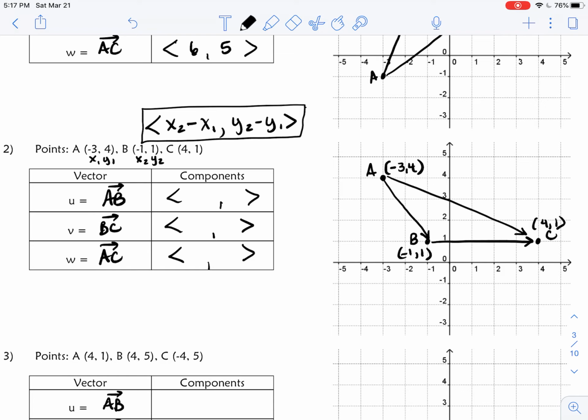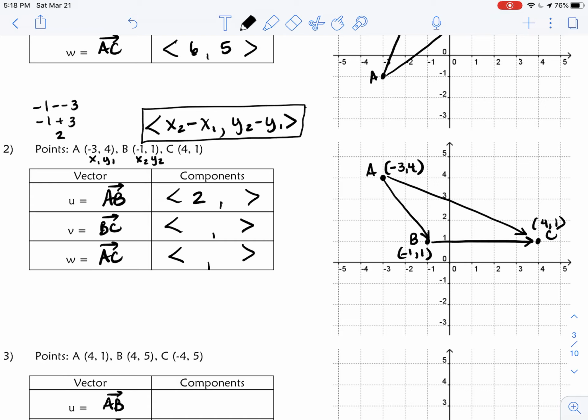All right, so to find the components, I would take my second x, which is -1, subtract my first x, which is -3. So this is -1 minus a -3. Little scratch work here. -1 minus a -3. Double negative makes that plus. And -1 plus 3 is 2. That means my horizontal component, I'm moving 2 to the right.